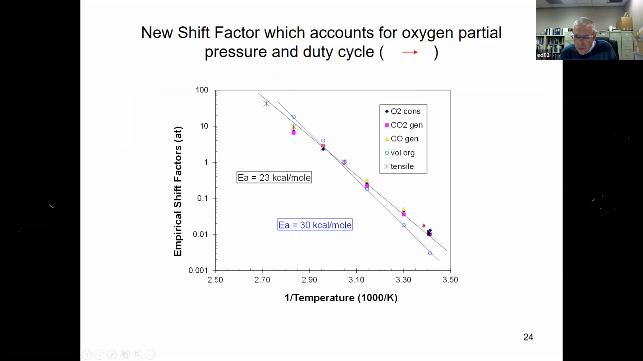So what I want you to see is this red arrow right here. Okay, so 2.05. We were using this number right here for 22.6 degrees, and now we're saying that really it should be 2.05 times higher. Okay. The new shift factor accounts for oxygen partial pressure and duty cycle. This shift factor that we calculated.